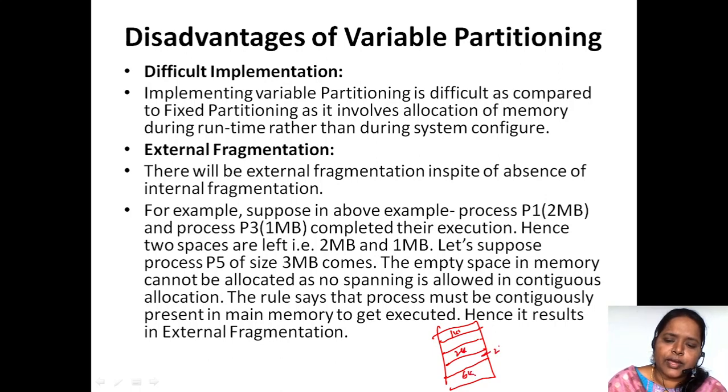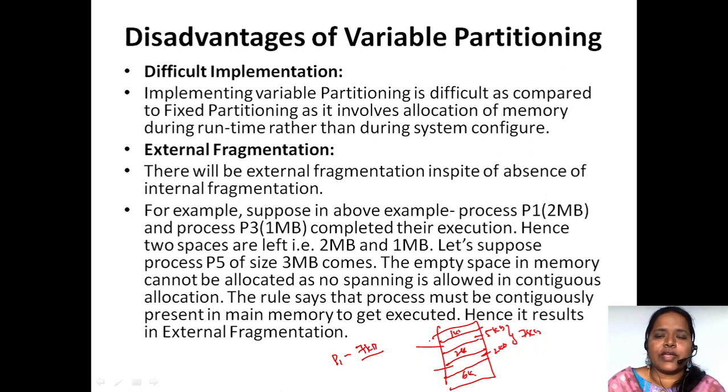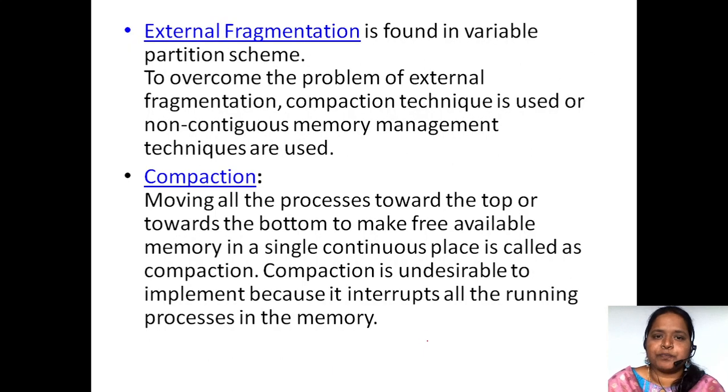Here 2 KB is free and here 5 KB is free. Totally 7 KB is free. Suppose a process P1 comes which requires 7 KB. I can't allocate this and this over here. Why? Because it is not contiguous. So this is how we say that there is an external fragmentation in the dynamic or variable sized partitioning. So external fragmentation is found in a variable partitioning scheme.